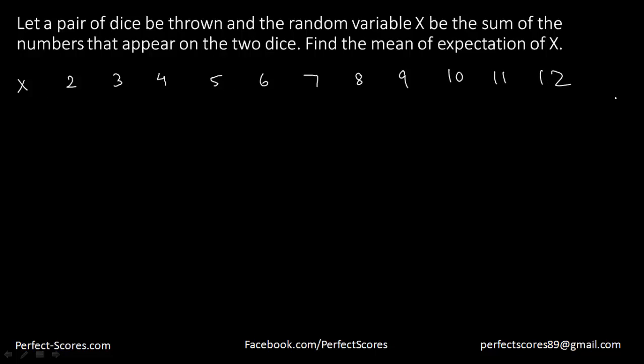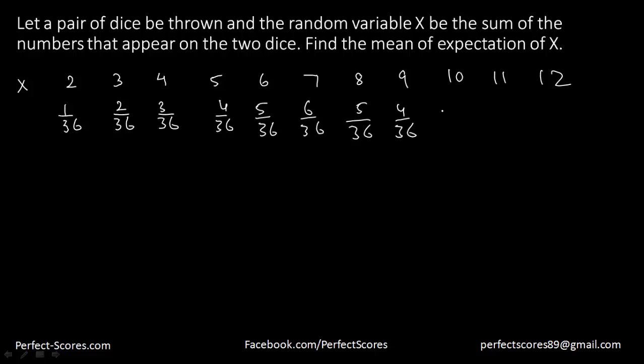These are the possible values of sum that can be there. The maximum sum is 12 and the minimum sum is 2. So the probability here is 1 by 36, the probability here is 2 by 36, then 3 by 36, 4 by 36, 5 by 36 and 6 by 36. It's going to reduce again: 5 by 36, 4 by 36, 3 by 36, 2 by 36 and 1 by 36. So this is the probability of x, or their respective probabilities.